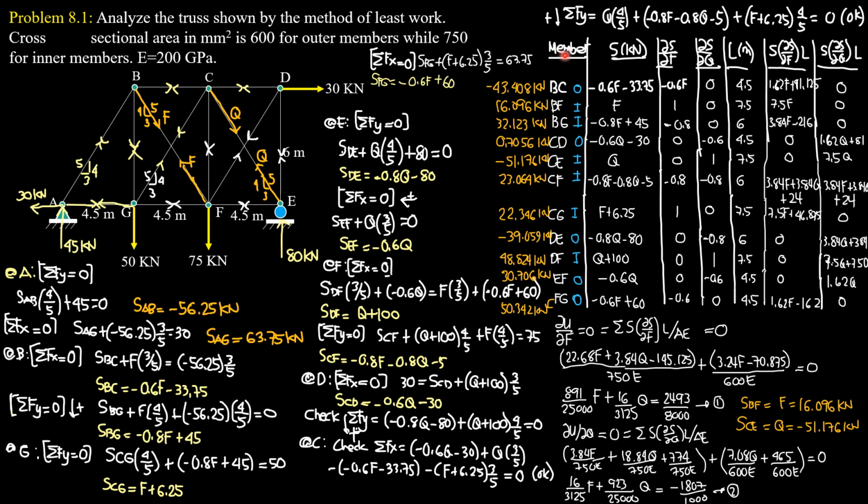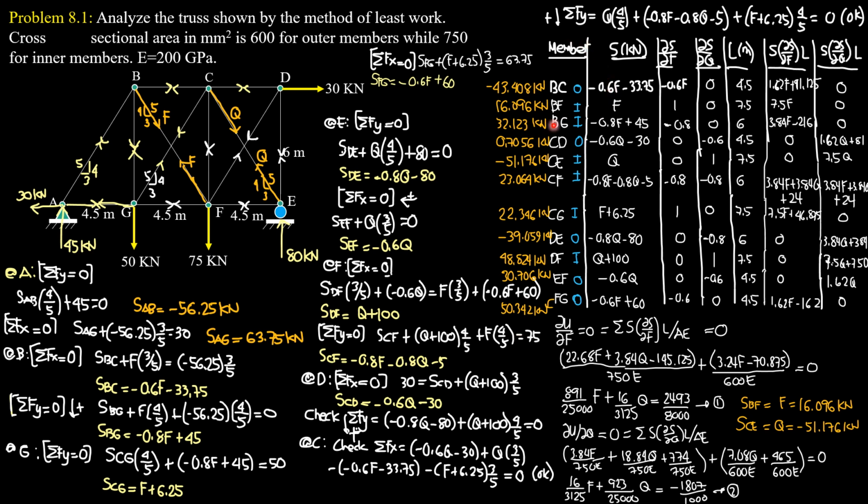So we tabulate summation of forces by Y, by the way, at C is 0, downward positive. So Q times 4/5 plus SCF, which is negative 0.8F minus 0.8Q minus 5, then plus the vertical component of SCG, which is quantity F plus 6.25 times 4/5, and it is also 0.